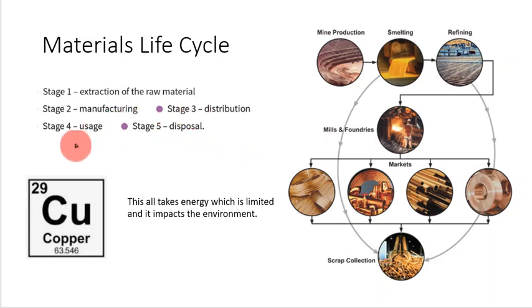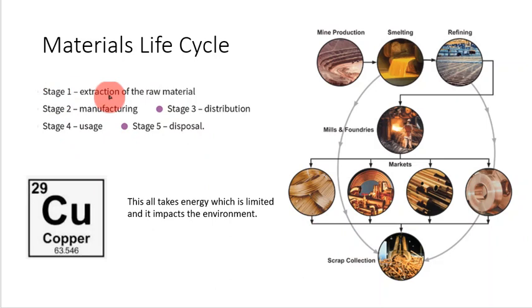Then we have the usage stage. That's where the material is going to be used. For example, the plumber will take the copper pipes, go to their building, and put in the copper pipes. That's the usage stage. And then maybe down the line, if the house is demolished and they have to take out all of the piping, they'll strip the house and dispose of the copper. Okay, so those are the main stages of the material life cycle.